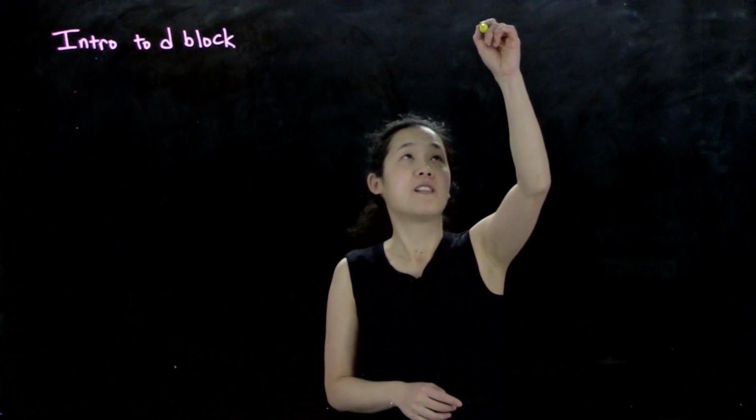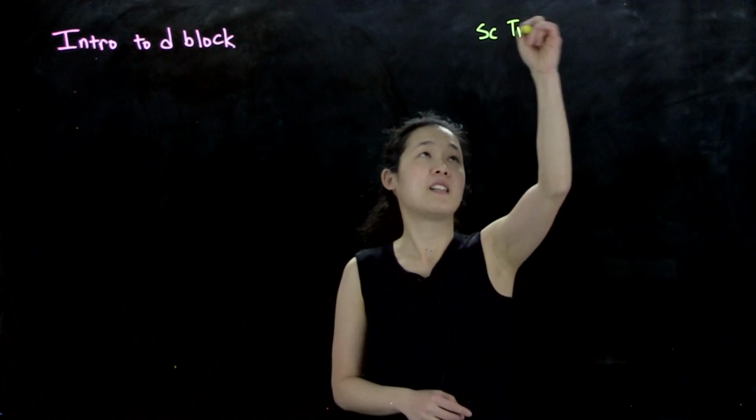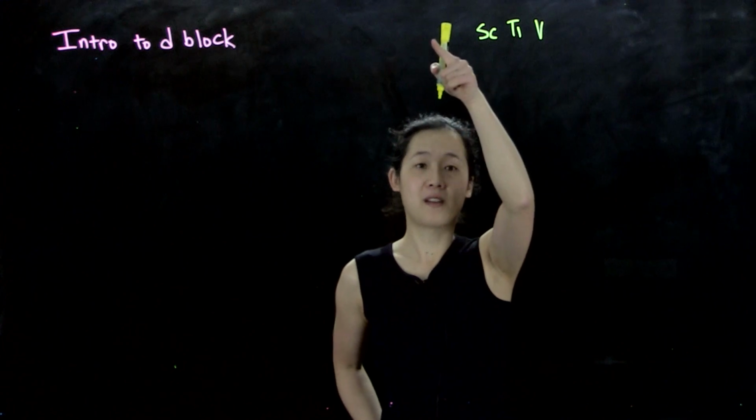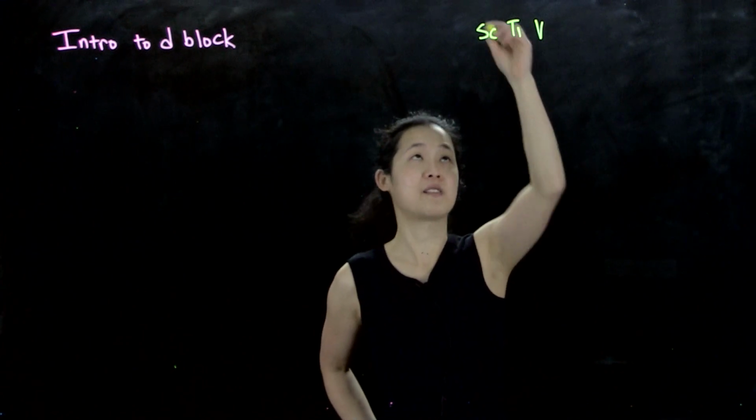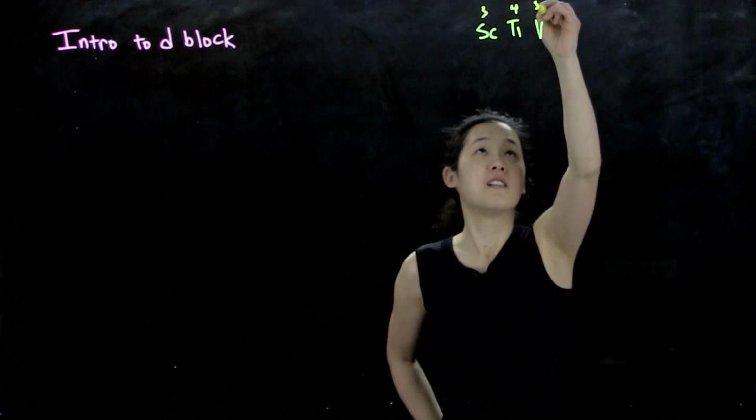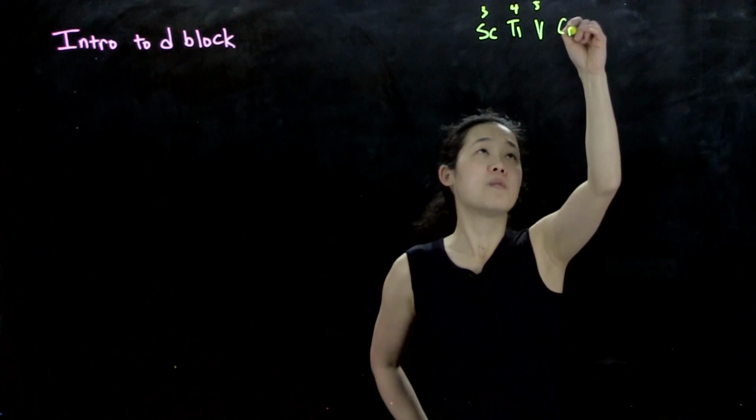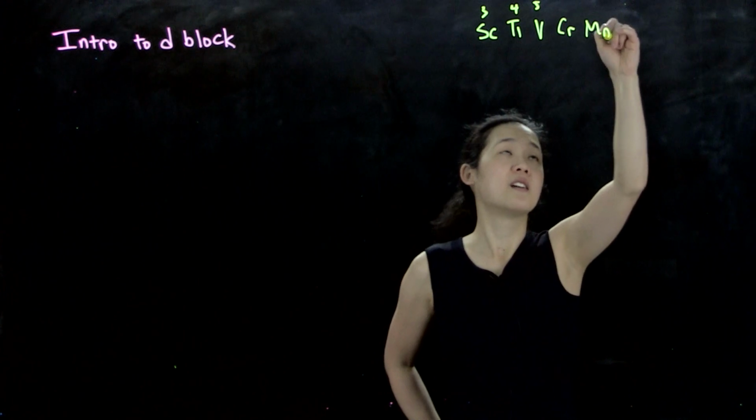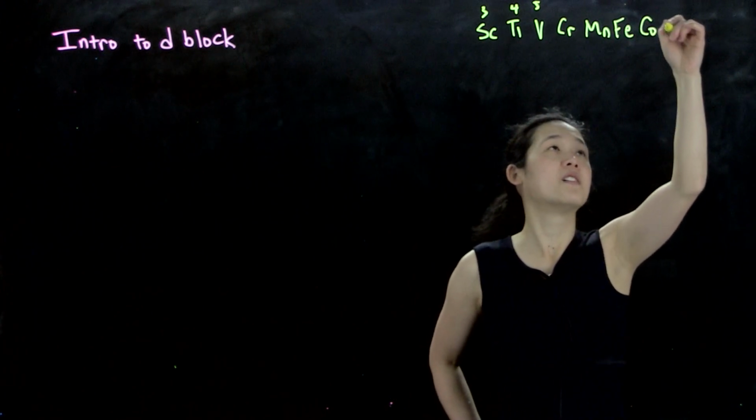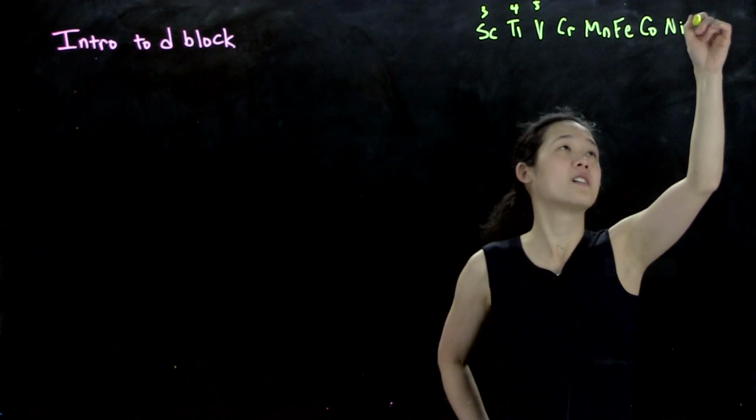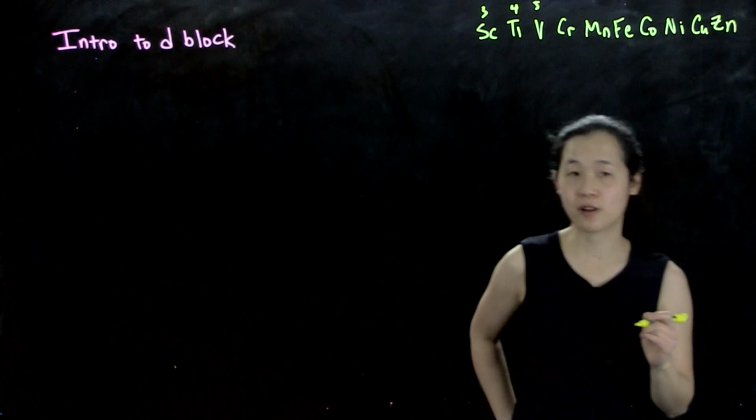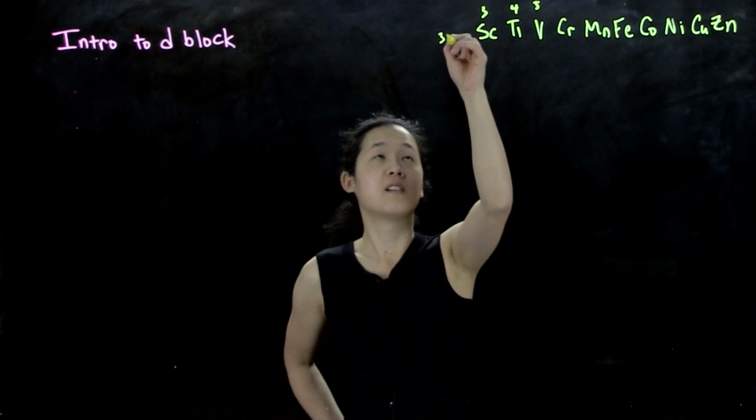So we have scandium, titanium, vanadium. Vanadium is in group 5 because we have S elements over here. So this is the D block. So this is group 3, 4, 5. So group 5. And then we have chromium, manganese, iron, cobalt, nickel, copper, and zinc. So those are the first row elements. So these are the 3D elements.